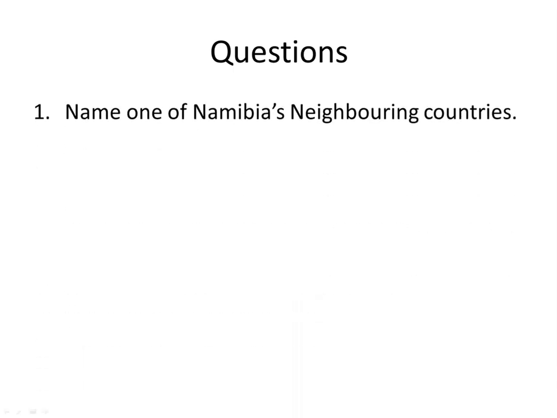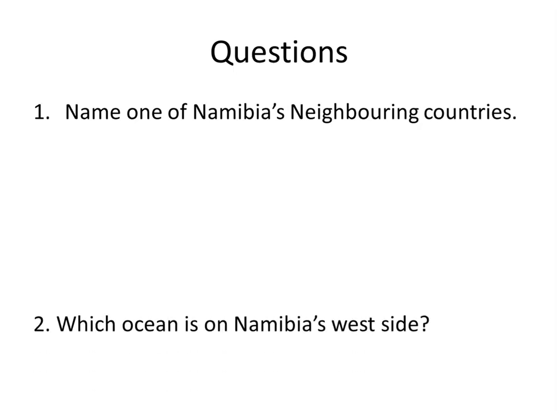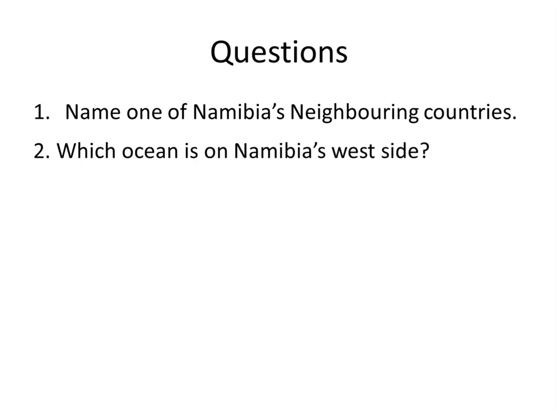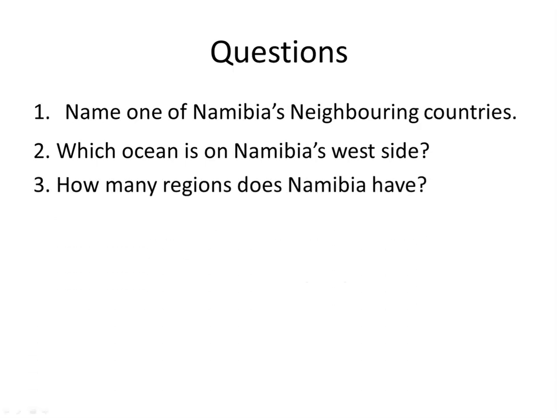Okay, so let's look at our questions. These questions you can answer by yourself. Let's see if you have listened and understood what we were talking about. Number 1, name one of Namibia's neighboring countries. Remember, there are 5 of them. Then, which ocean is on Namibia's west side? It's only one ocean. It's very cold.